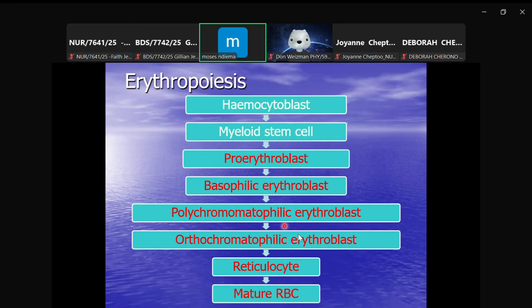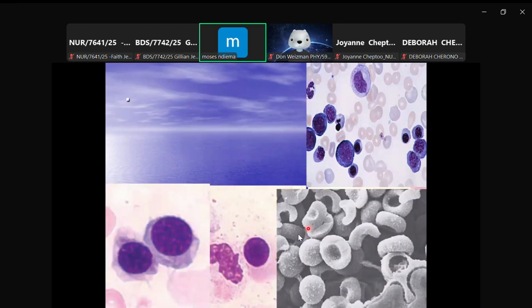So within bone marrow, there are continuous stem cells that are very important in generating blood throughout life. So bone marrow then becomes the main hematopoietic organ in the body.